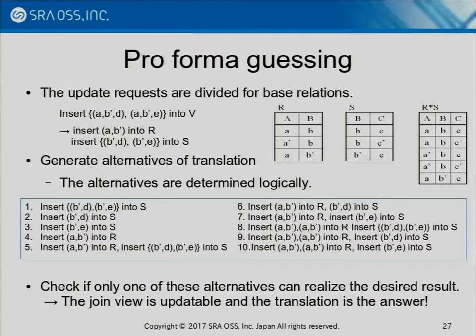In the proforma guessing algorithm, firstly, the update requests are divided for base relations. For example, insert A, B, D, A, B, E into V is divided into insert A, B into R and insert B, D, B, E into S. And using this request, alternatives of translation are generated. These alternatives are determined logically. In this example, we can generate 10 alternatives and check if only one of these alternatives can realize the desired result. Then we can say the join view is updatable and that only one translation is the answer.